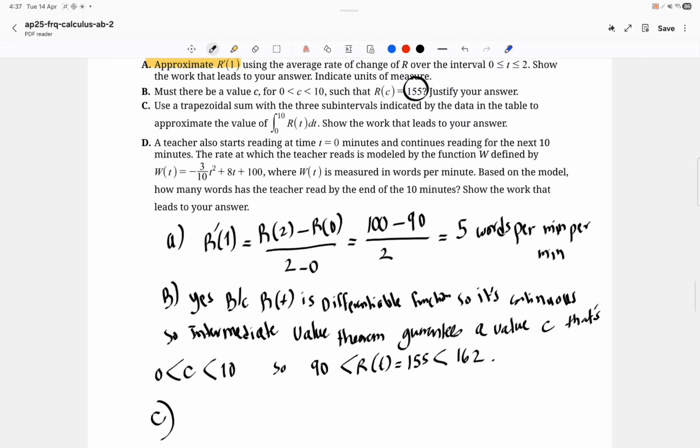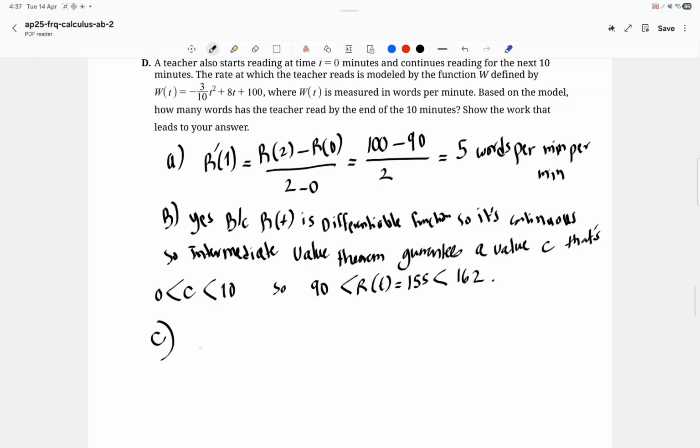Okay, part C says use a trapezoidal sum with 3 subintervals to approximate the integral from 0 to 10. Now, what is exactly a trapezoidal sum? You do basically base 1 plus base 2 times height over 2. Now the base is the R and the height is the difference between the times.